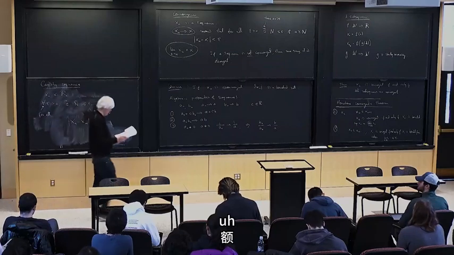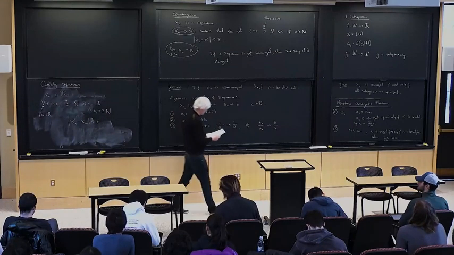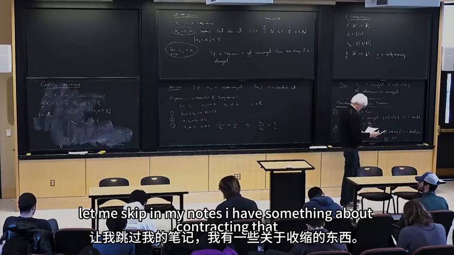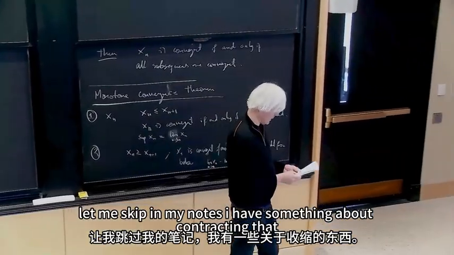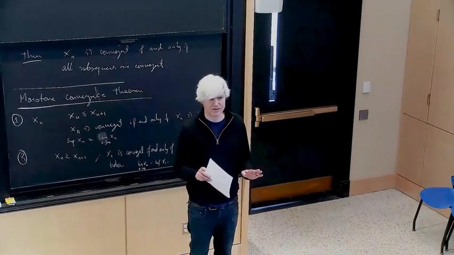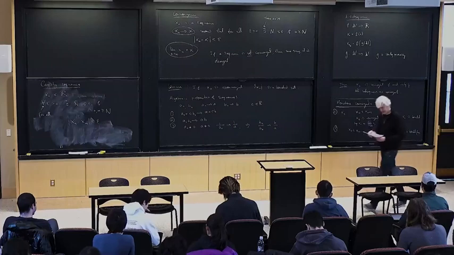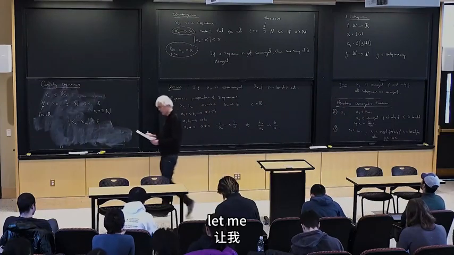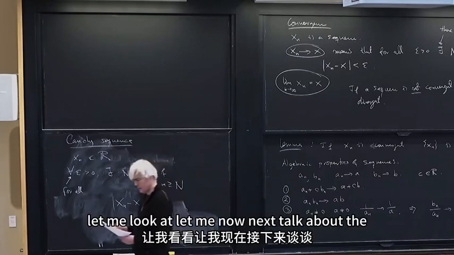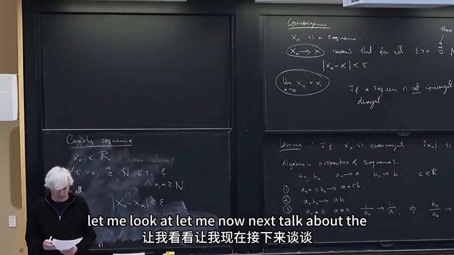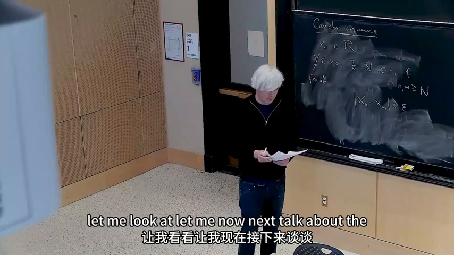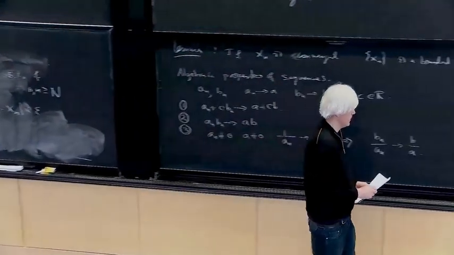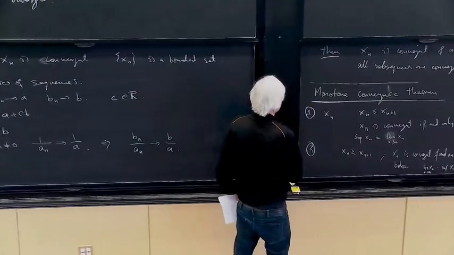Then let me skip. In my notes I have something about contracting, but actually there won't be anything about contracting, so I'll skip that. Let me now next talk about the Cauchy convergence theorem and the Bolzano-Weierstrass theorem.